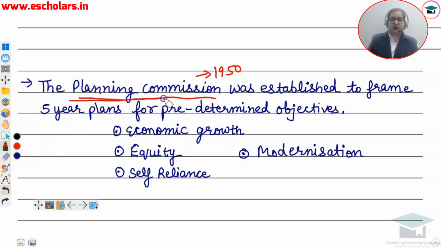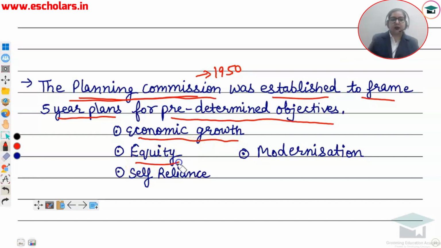So Planning Commission was established in order to frame 5-year plans. Basically, Planning Commission was set up in order to prepare the 5-year plans for the Indian economy, so that the predetermined objectives, that is the pre-decided objectives, can be fulfilled through the planning process. And those predetermined objectives are economic growth, equity, self-reliance and modernization.